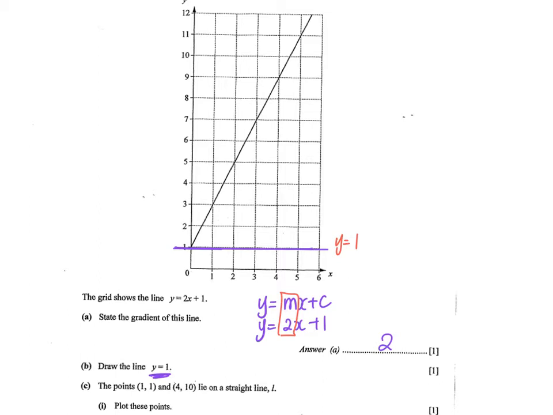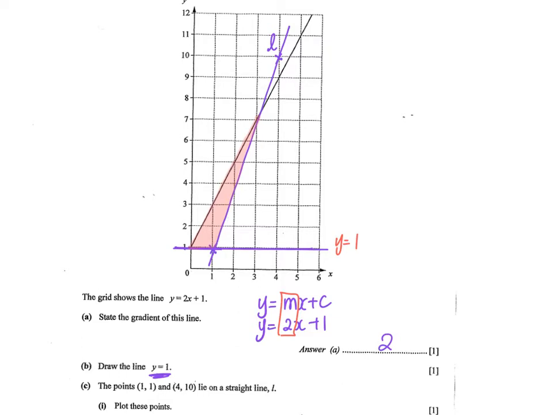Now next they want us to plot the points (1, 1) and (4, 10). So (1, 1) is over here, (4, 10) will be over here, and then I need to join them with one line. So this will be line L. Okay, then they ask us to find the area enclosed by the line y equals 2x plus 1, the line y equals 1, and the line L. So where's this area? The area of the triangle enclosed is this triangle over here.